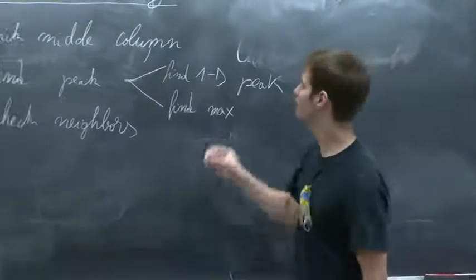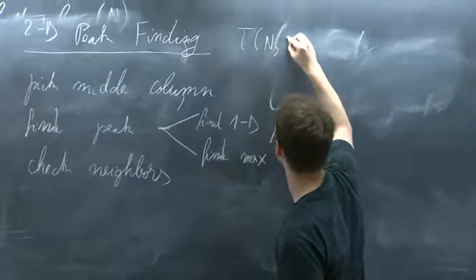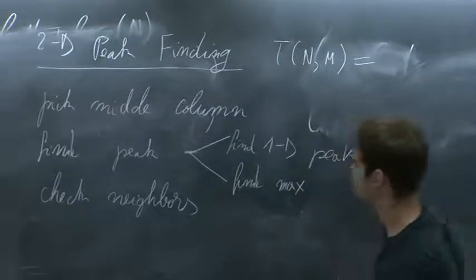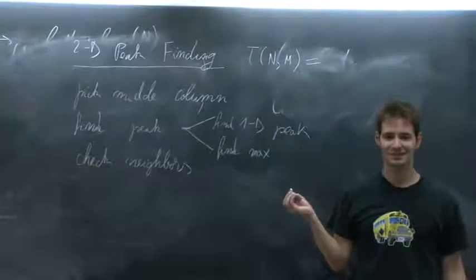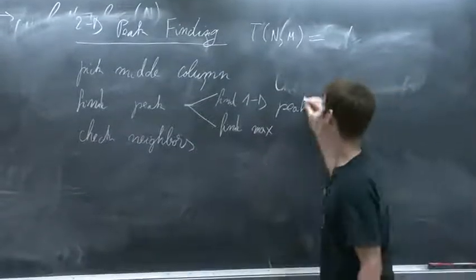Does anyone want to help me? So this is T of n, m, right? N rows, m columns. So what's the running time for the first step? Come on, this is the easy one. Yes? It's a constant. Perfect.